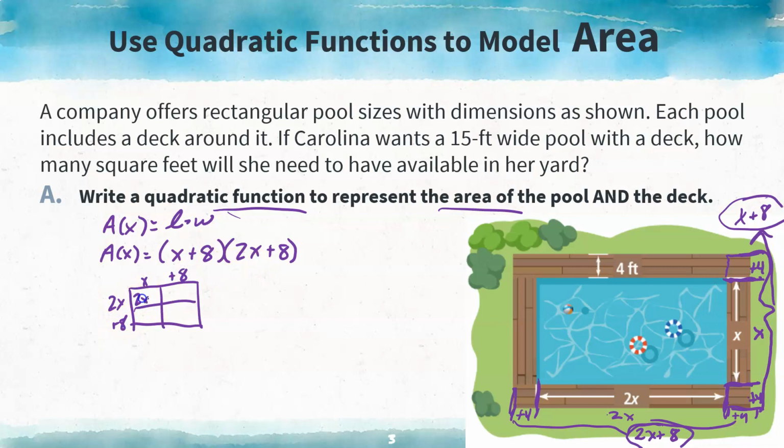I multiply. I get 2x squared, 16x, 8x, and 64. So my model for the area of this pool is 2x squared, I add the middle boxes, so plus 24x plus 64. Okay, so this is just my function that I can use.